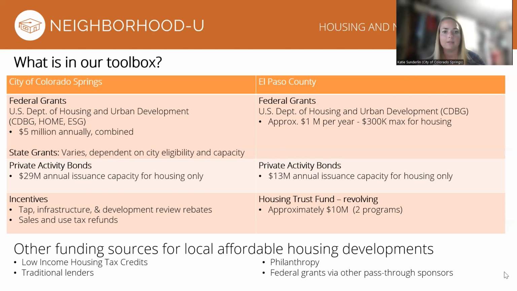And then El Paso County, on the other hand, has about $1 million a year and 300,000 of that for housing. They also receive private activity bonds at $13 million, and then they have a housing trust fund that has about $10 million in it. It's like a revolving loan fund that is loaned out to developers, and as they pay it back, then they loan it back out into the community again.